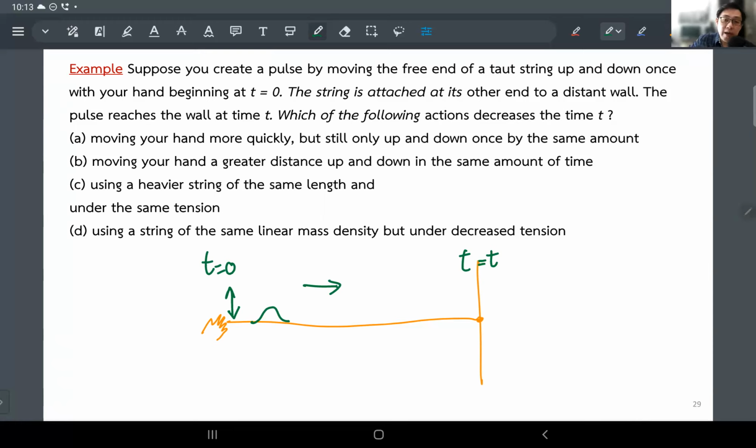Which of the following actions decreases the time? So which of these actions will make waves travel faster? Guys, go through these choices and take a look.